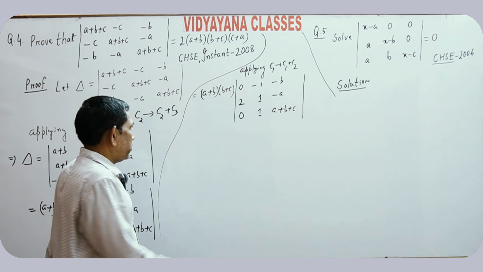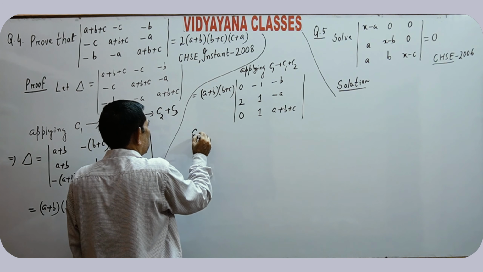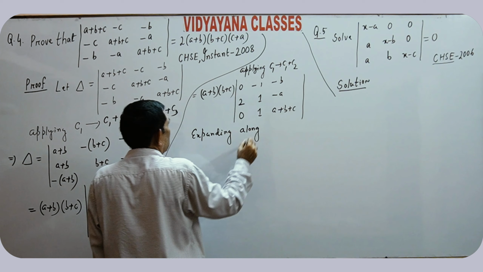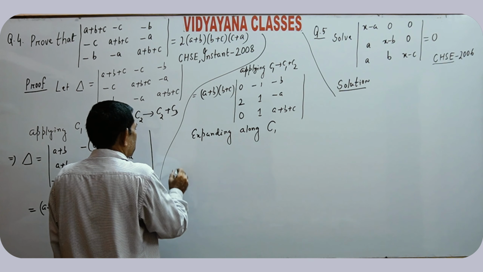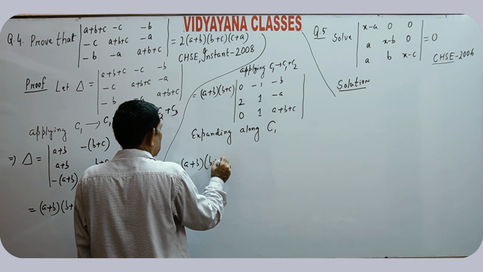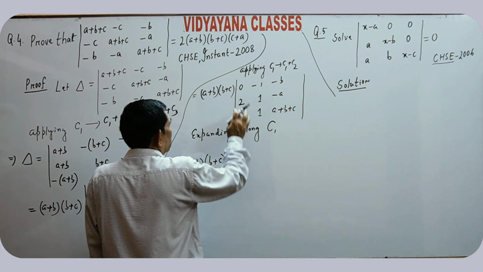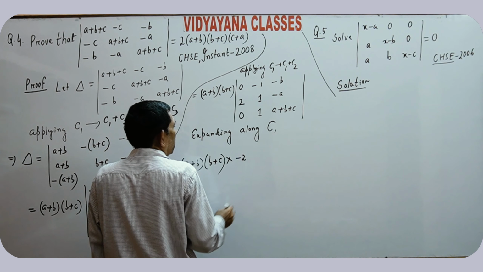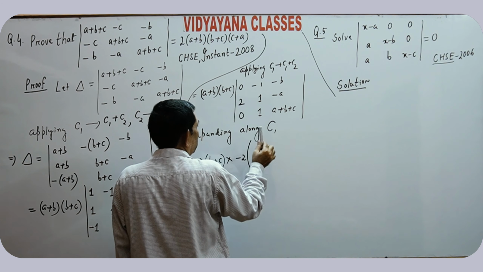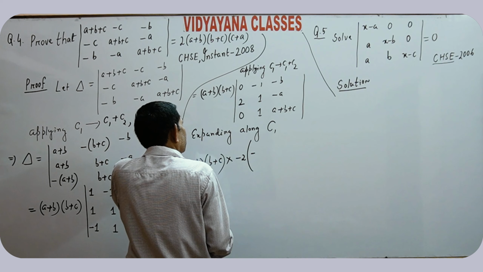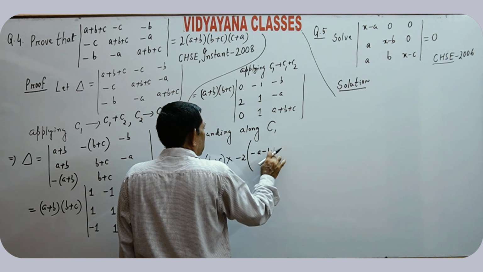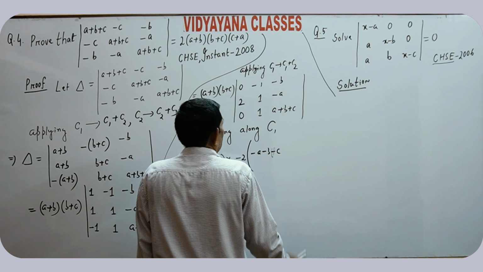Column 1 contains 2 zeros. Expanding along column 1, which is same as a plus b, b plus c into the sign of 2 is negative, minus 2 into deleting second row and first column, it gives minus of minus a minus b minus c plus a.